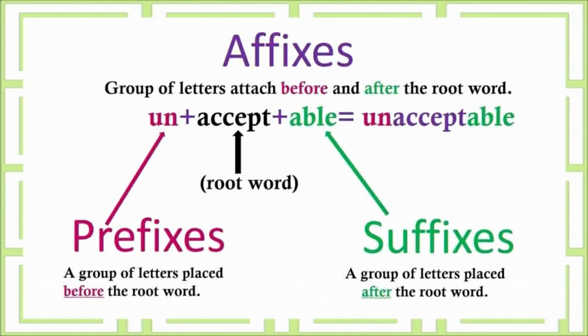And look at the example. Sometimes it can be both a prefix and a suffix. In the example there, accept is the root word. The prefix added is un and the suffix added is able. And look at the new word, unacceptable. Unacceptable. Got it, children? So, these are affixes.